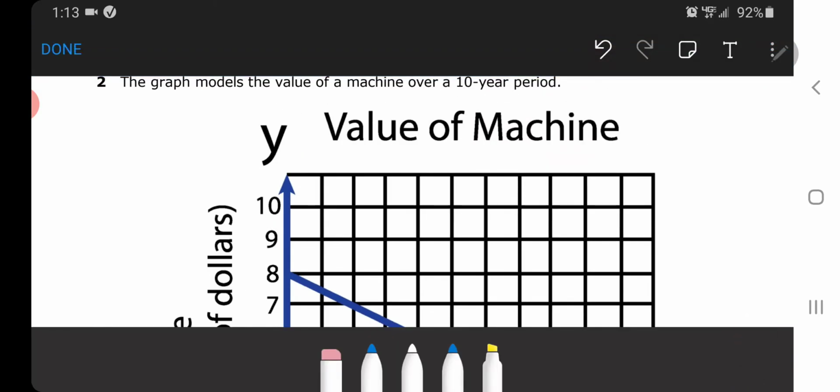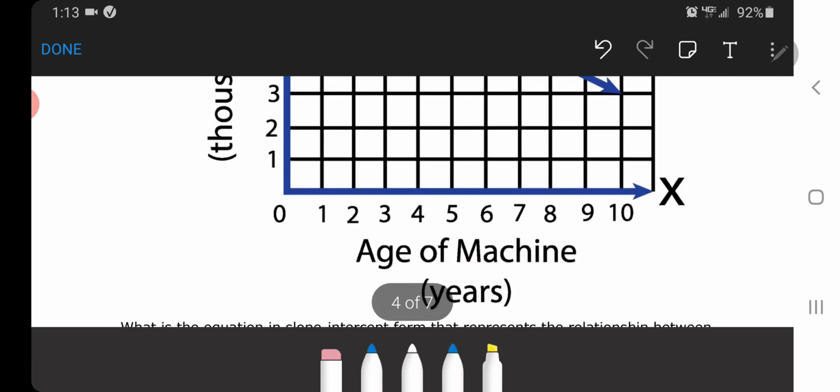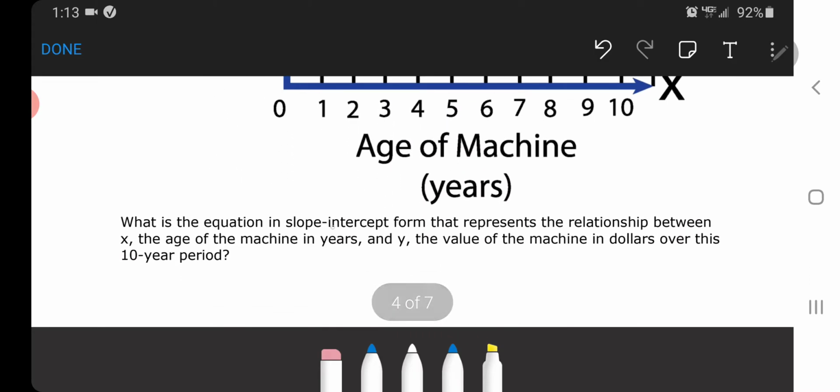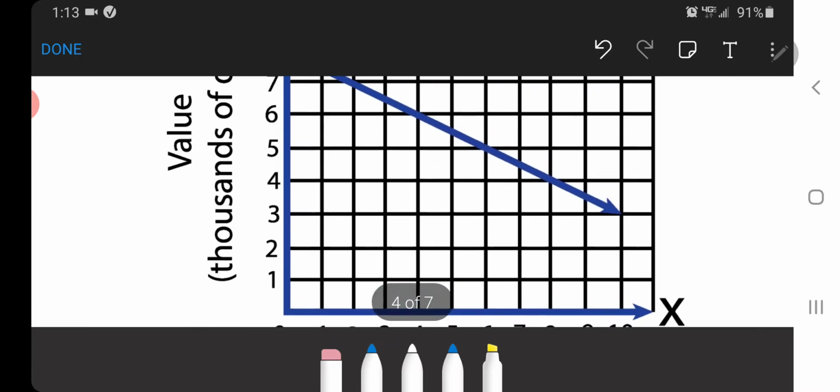That's fine. Okay, the graph models the value of a machine over a 10-year period. Okay, we see this graph here. Let's see what they're asking real quick. It says, what is the equation in slope-intercept form? Once again, slope-intercept form is that y equals mx plus b form. That represents a relationship between x, the age of the machine in years, and y, the value of the machine in dollars over this 10-year period. So we're looking for the slope-intercept form for this graph.